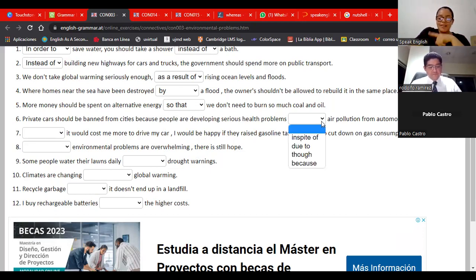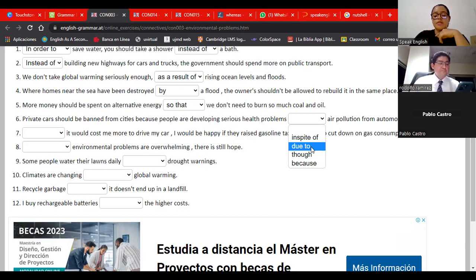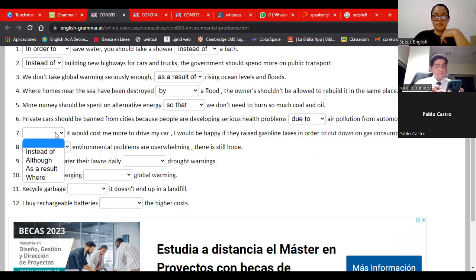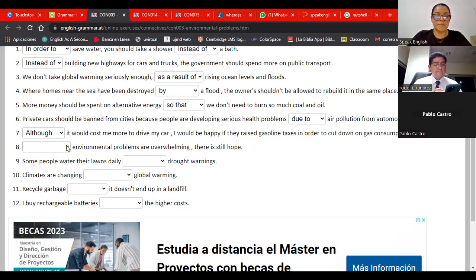Okay. Six, Rodolfo. Private cars should be banned from cities because people are developing serious health problems due to air pollution from automobiles. Okay, Pablo? Automobiles, yes, correct. Okay, continue, Pablo, seven. It will cost me more to fill my car. I will be happy if they raise gasoline taxes in order to cut down on gas consumption. Although. Rodolfo, do you agree? Yes, I agree. Okay. Excellent.